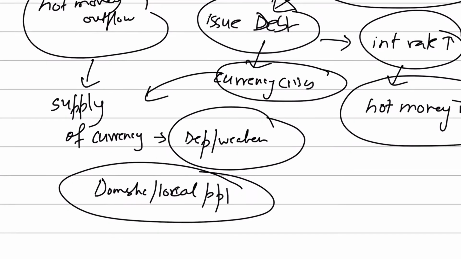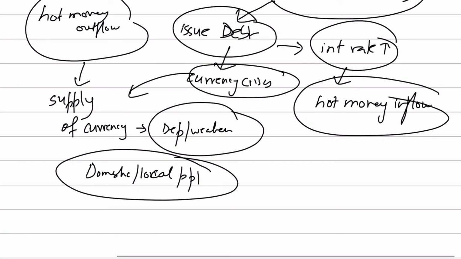So it would also weaken the, it would also panic the domestic and the local people. Why? Because they will be like, why are these foreign investors suddenly taking their money out of the country, which means that something is wrong. And it's in the air. The panic is in the air.